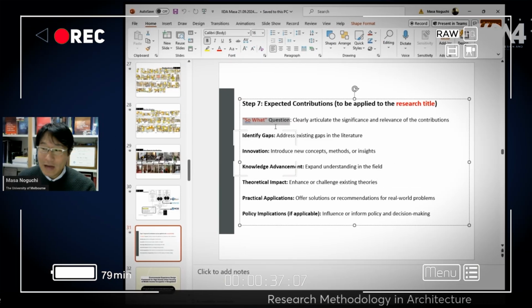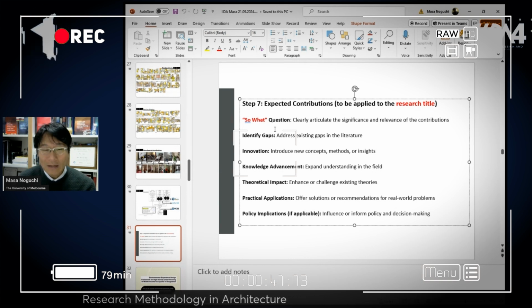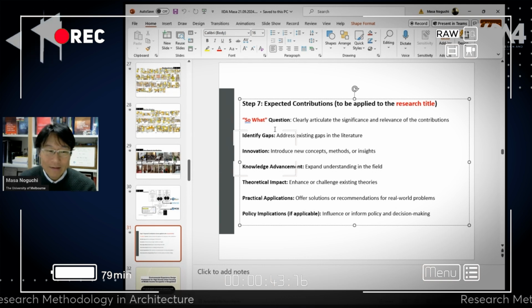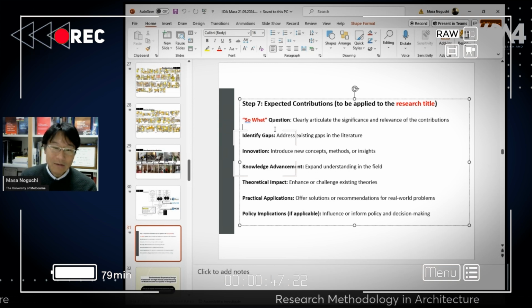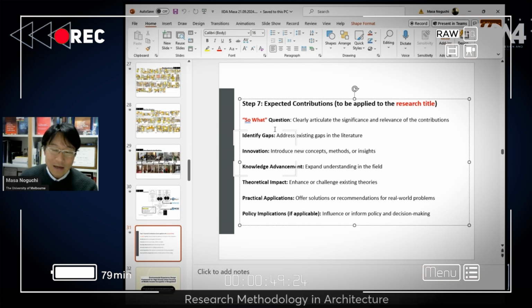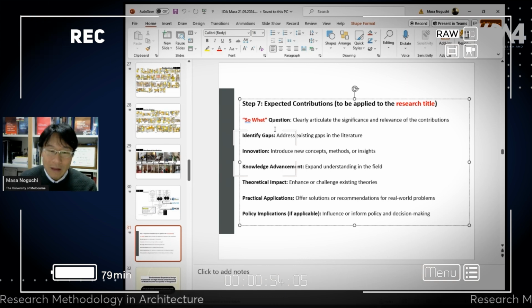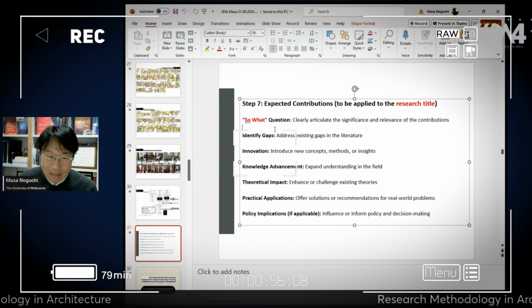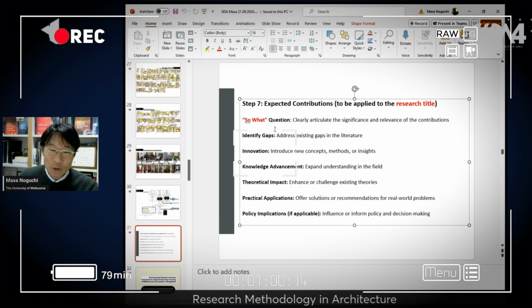Research needs to answer, so what? After you conduct the research and people ask you, so what? So what can I learn from it? If it doesn't work, therefore, when you're shaping your research idea, your research proposal, we always pay attention to these simple questions. So what?